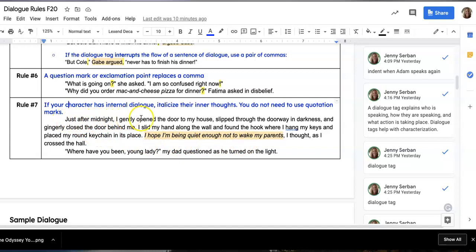Just after midnight, I gently opened the door to my house, slipped through the doorway in darkness, and gingerly closed the door behind me. I slid my hand along the wall and found the hook where I hang my keys and placed my round keychain in its place. I hope I'm being quiet enough not to wake my parents, I thought, as I crossed the hall. "Where have you been, young lady?" my dad questioned as he turned on the light.